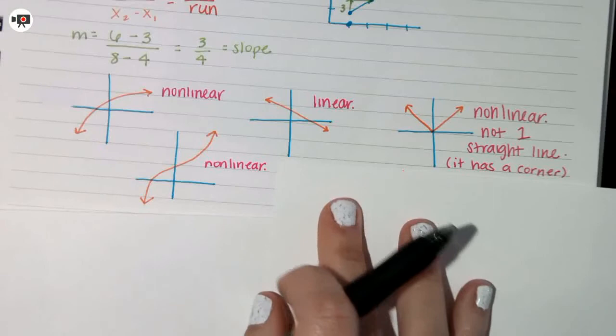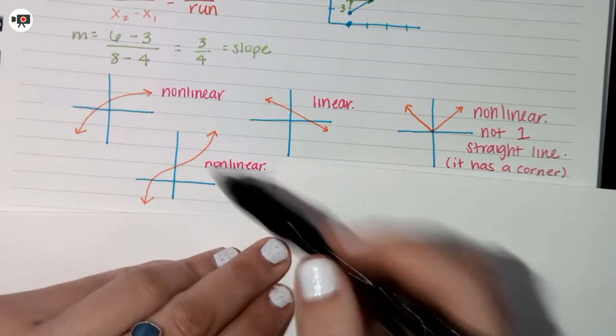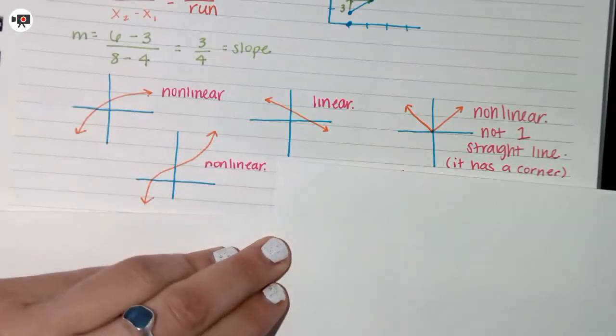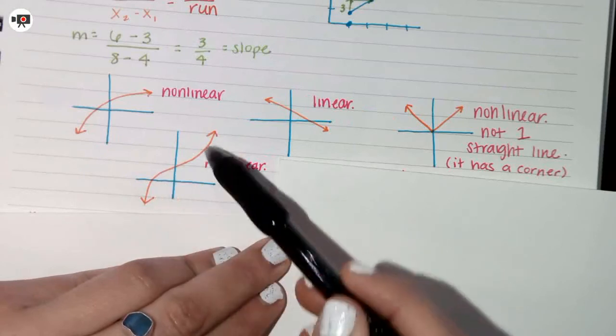Let's look at this one. This one is non-linear. It has a couple curves in it. It's not a straight line. The slope changes. Slope is different at this point than it is at this point.